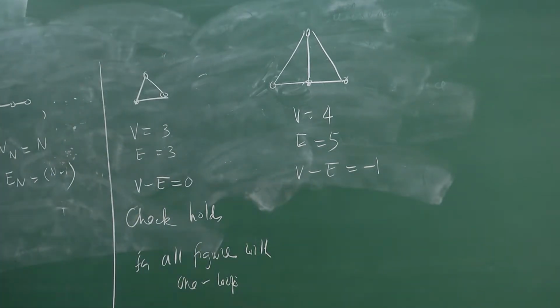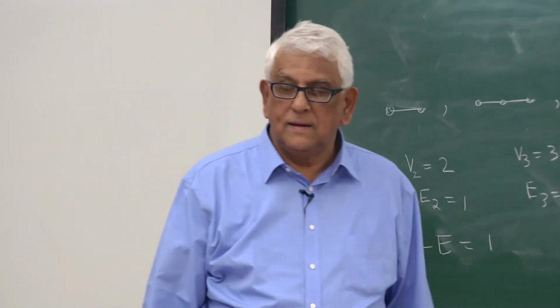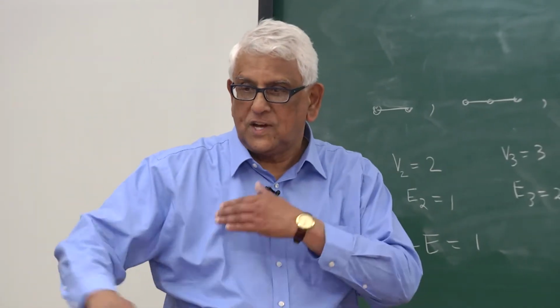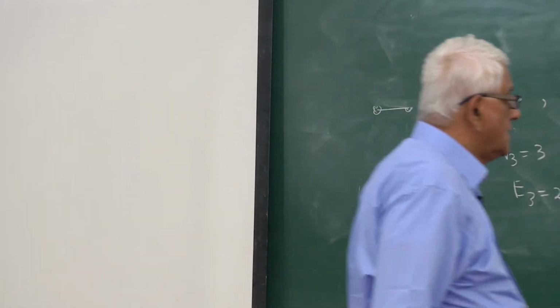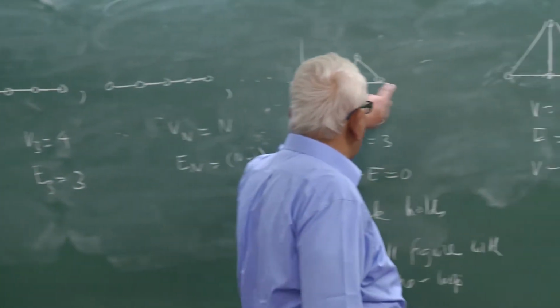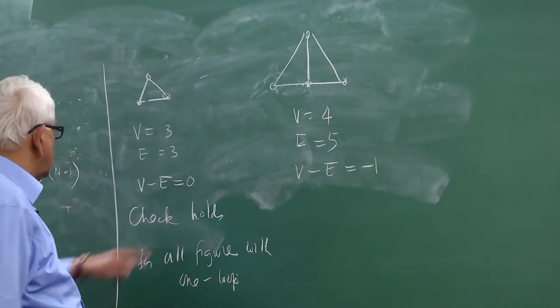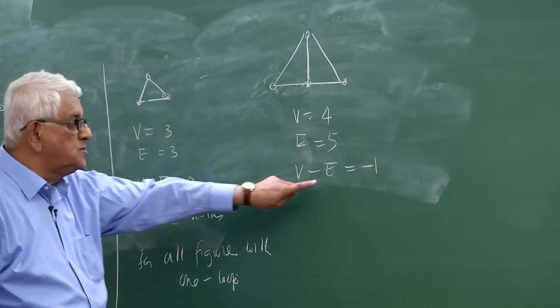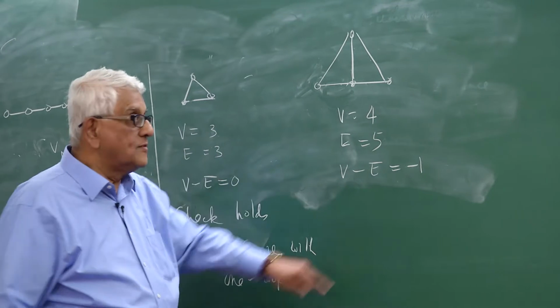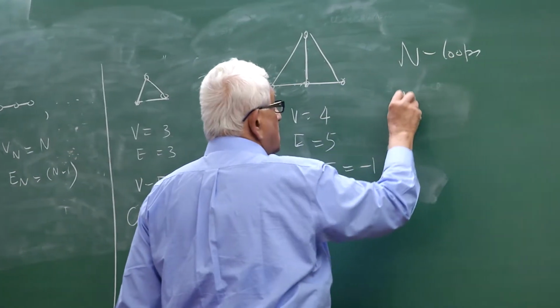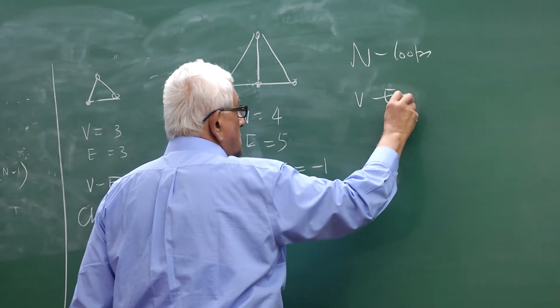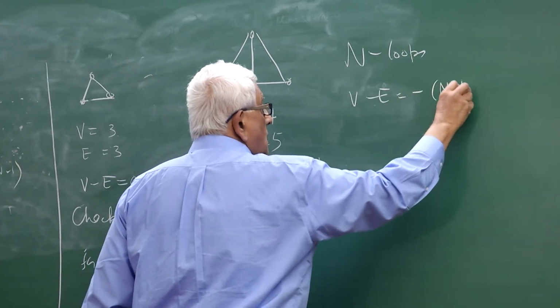Okay. If I am very quick, I can make a conjecture, and the conjecture is for 1 loop this is 0, for 2 loops this is minus 1, for n loops, V minus E should be equal to minus n.